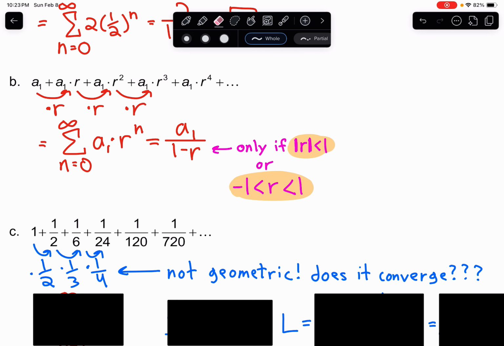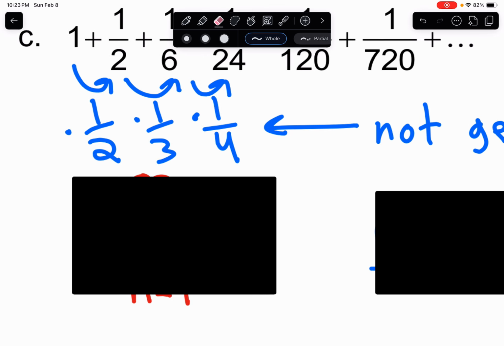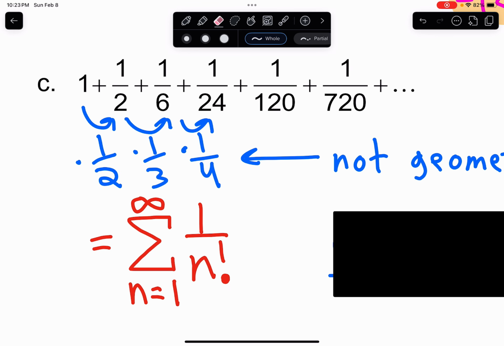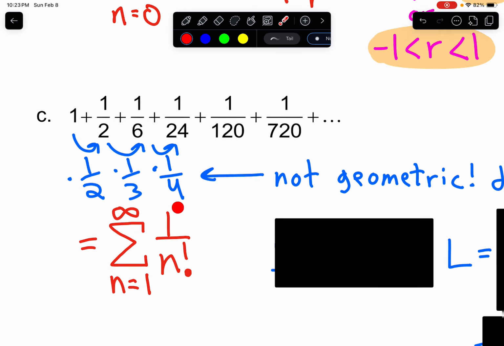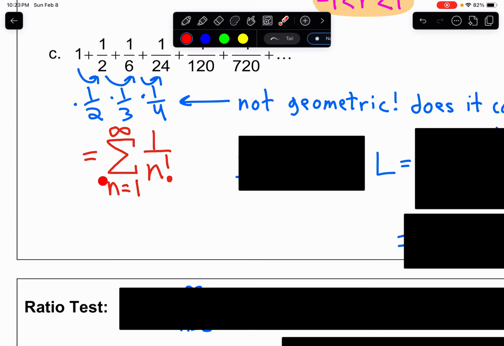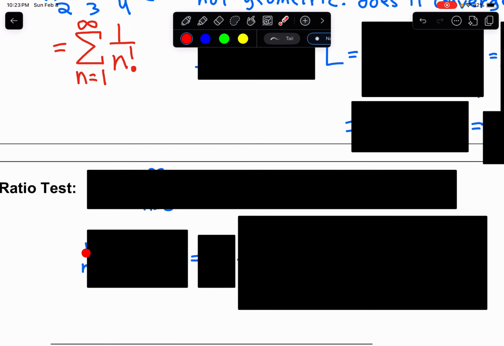We'll come back to that, but real quick, what is this series in summation notation? Hopefully you recognize these denominators as 2 factorial, 3 factorial, 4 factorial, 5 factorial, 6 factorial. And so we can say that this is from 1 to infinity of 1 over n factorial. If we have a geometric series, it's really easy to tell if it converges or not. But again, what do we do if the series is not geometric? This is one of our new things for this chapter, something called the ratio test.